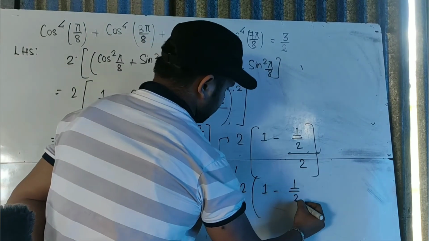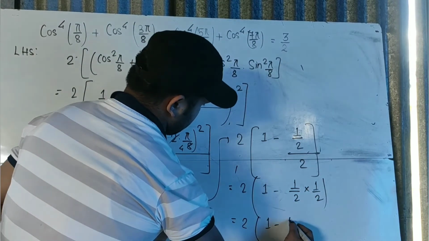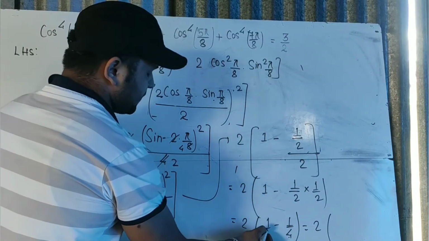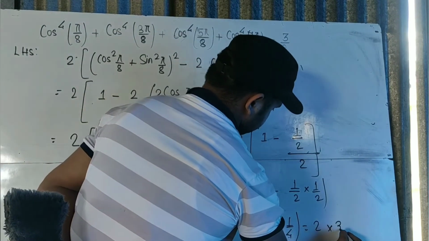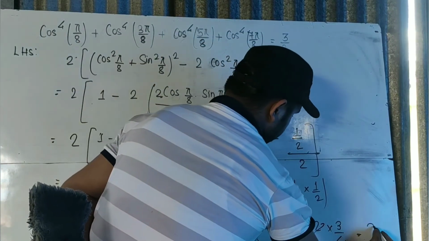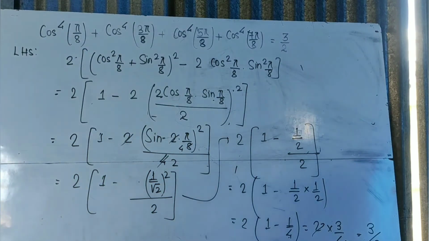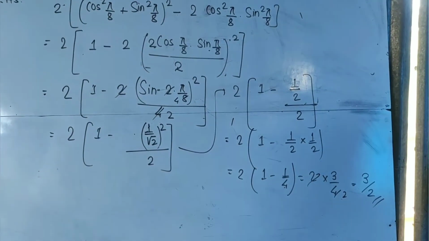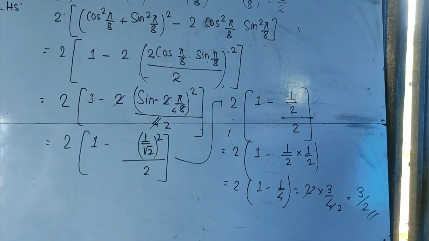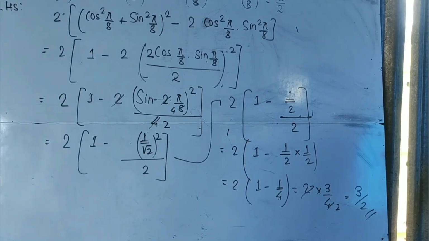Now you can take the reciprocal. Now you can take an LCM. 4 1s are 4, 4 minus 1 is 3. Now 2 1s are 2, 2 2s are 4, so you have 3 by 2 as your solution, which is our RHS. So in this way we prove the given statement. It's clear, I think. You have to revise the given problem 3-4 times to get to know it perfectly.